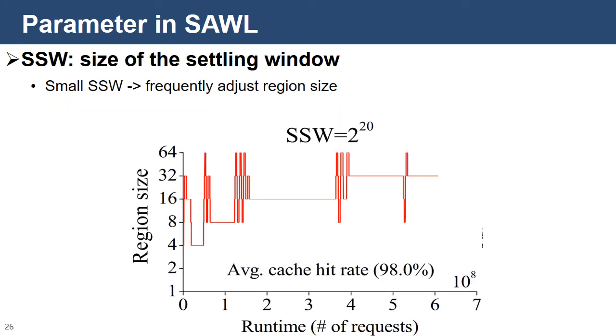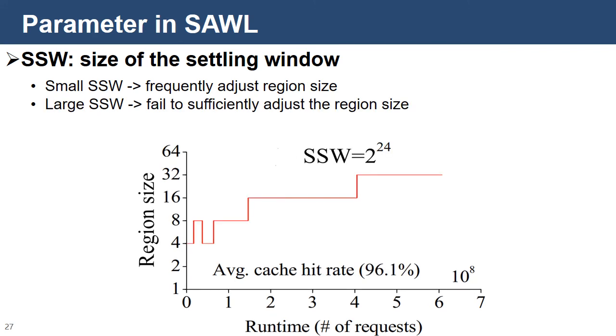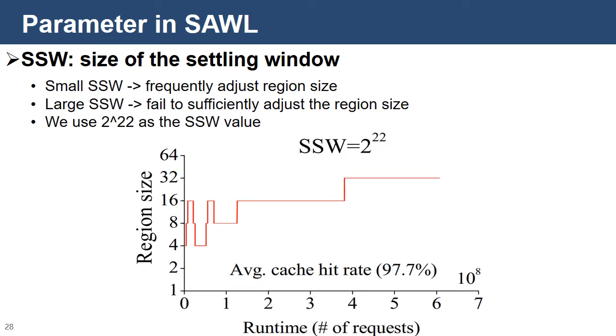SAWL waits for a certain number of requests to ensure that the cache-hit ratio of the observed runtime is sufficiently stable. If the hit ratio is not stable, there are many unnecessary region adjustments. This waiting period is called the settling window. The SSW is the size of the settling window. Like the SOW, a small SSW results in frequent region size adjustments and incurs high overhead. And a large SSW leads SAWL to fail to sufficiently adjust the region size. Thus, we use 2 to the power of 22 as the SSW value.